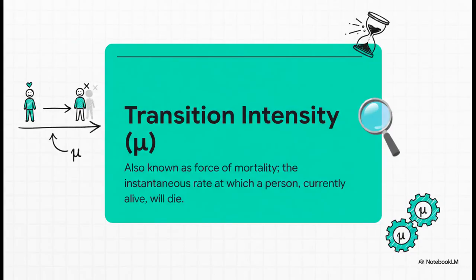Now, to make this model actually predictive, we need one crucial number. It's often called the transition intensity, shown by the Greek letter mu, but you can just think of it as the force of mortality or even just the death rate. It's the instantaneous risk that someone who's alive right now will transition to the dead state. This little number is the engine that drives the whole model.